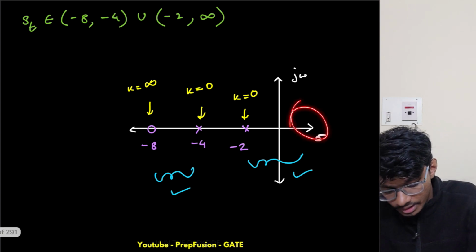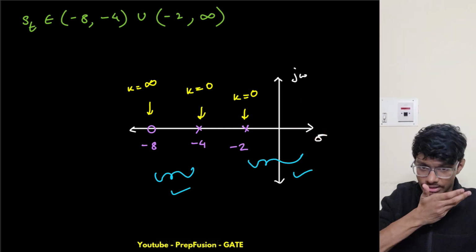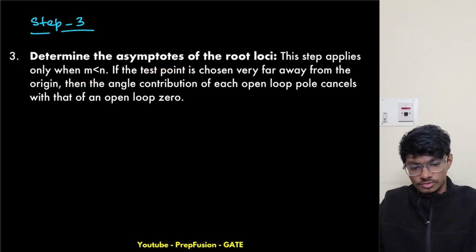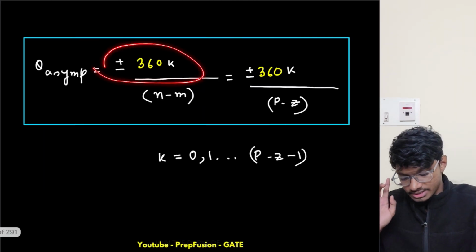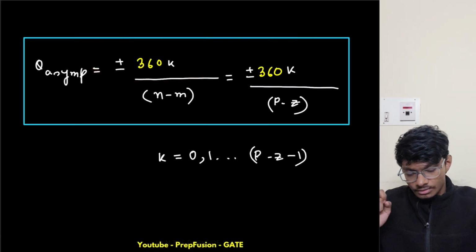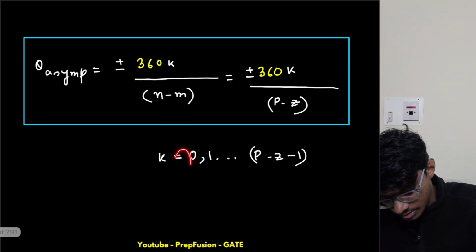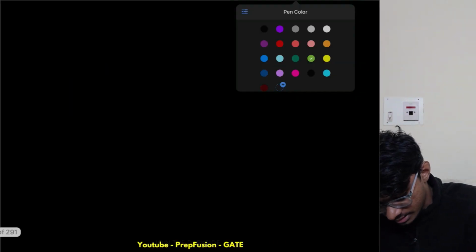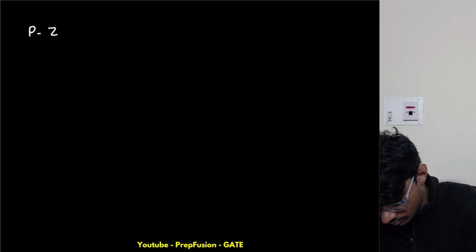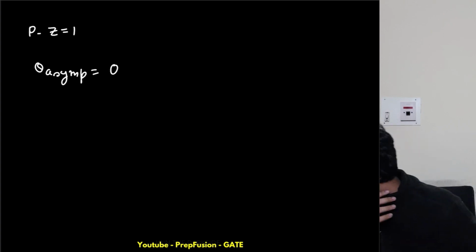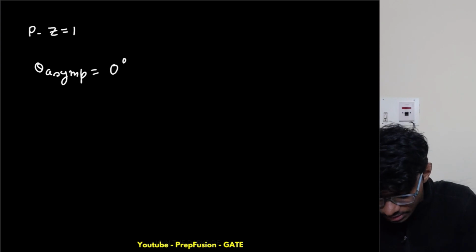Here I will have a virtual zero basically, that we will do in the next step. So we have to determine the asymptotes and the angle of asymptotes. Everything is the same, just the formula has changed. Since p minus z equals 1, what does my angle of asymptote become? k starts from 0. So theta asymptote, with p minus z being 1 itself, is 0 degrees.